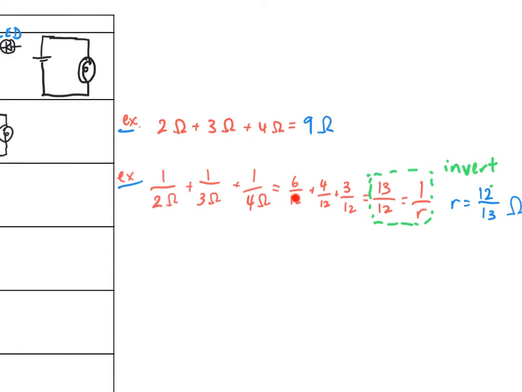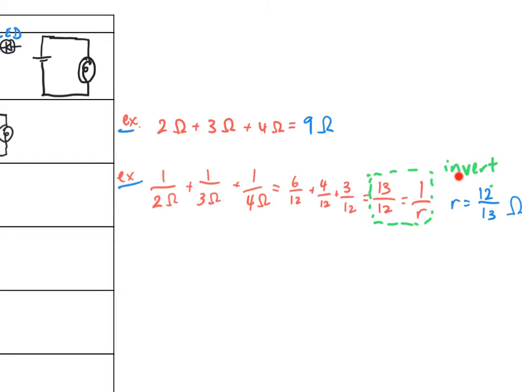That would give me 6 twelfths, which is the same as a half, plus 4 twelfths, which is the same as a third, plus 3 twelfths, which is the same as a fourth. 6 plus 4 plus 3 is 13 over 12, which is equal to 1 over the R total. This is the part that a lot of people forget, is setting it equal to 1 over R total.